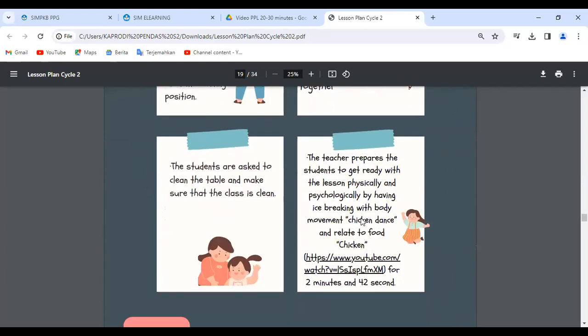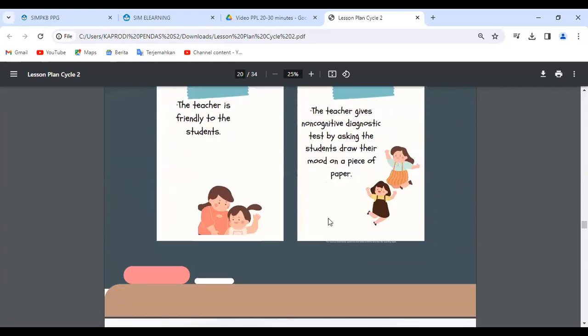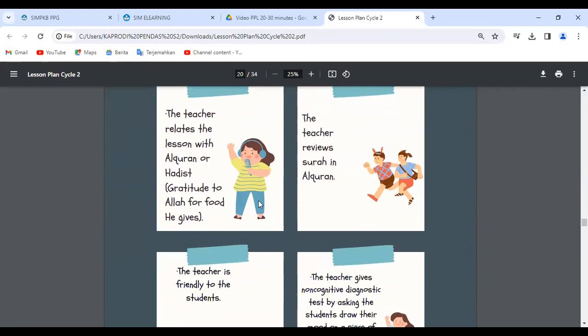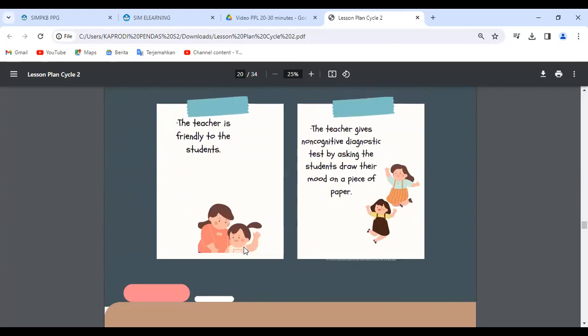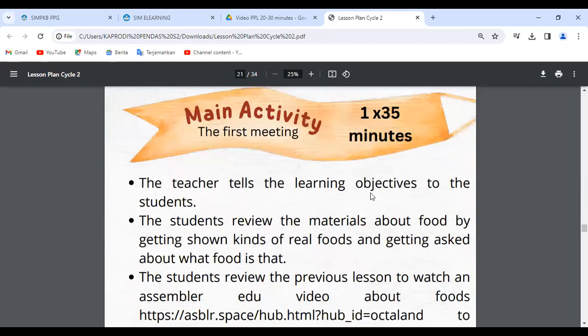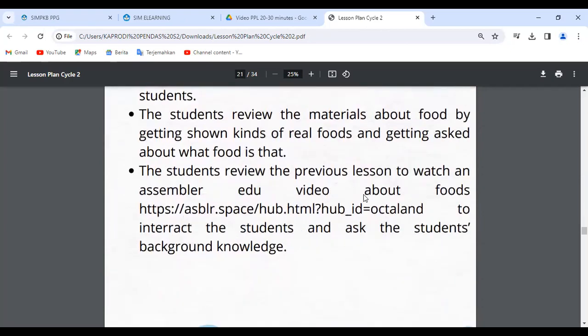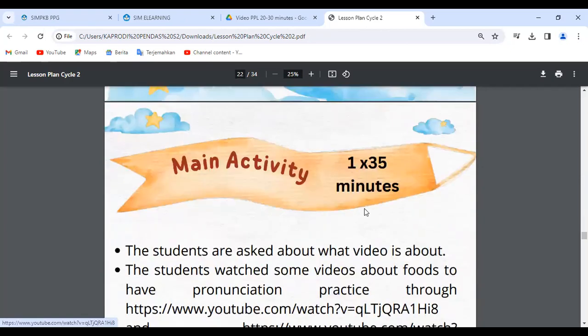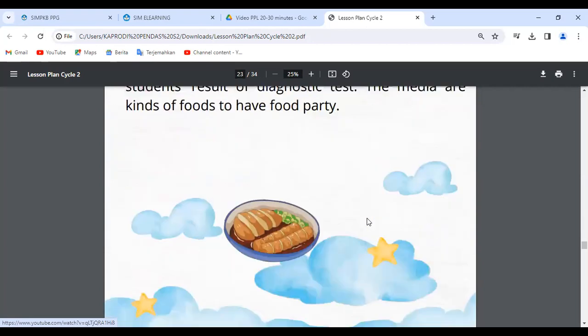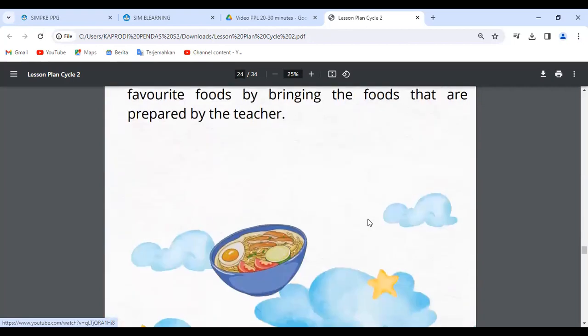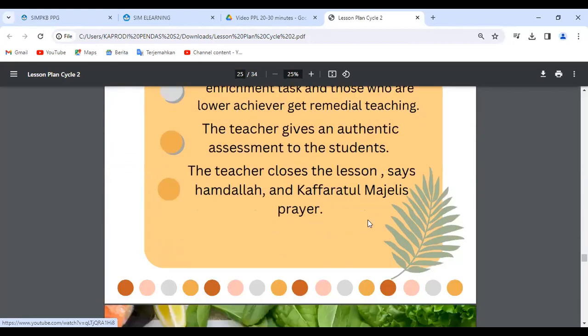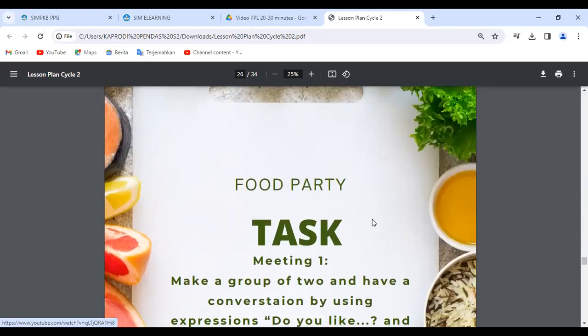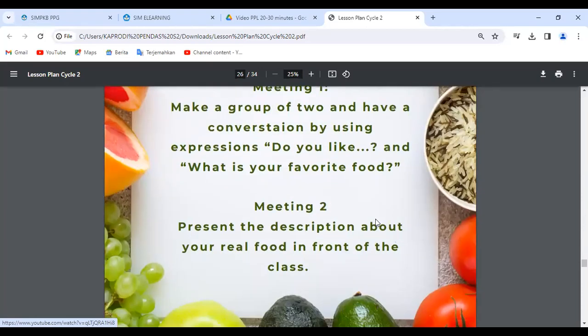It consists of 15 minutes for the opening, and then there are some activities while preparing the students because they're going to learn new meaning. And then this will be the main activities also. Okay, and then next one, we can have a look at the student worksheets. Consists of the first meeting and also the second meeting.